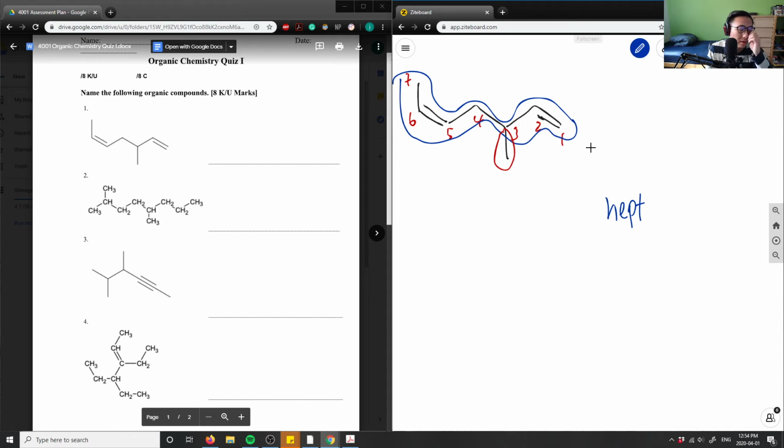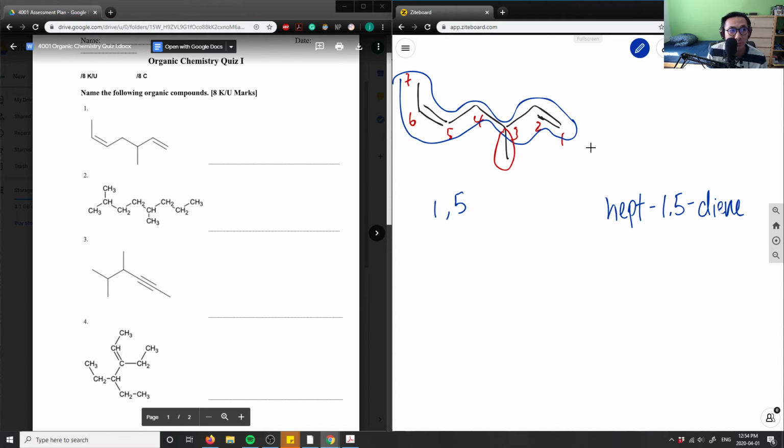And do I have a single bond, double bond, or triple bond? In this case, I have 2 double bonds, right? I have a double bond at 1 here, and a double bond at 5, right? So in this case, I have hept-1,5, and then instead of ene, I'm going to put diene. So D-I-E-N-E. Hept-1,5-diene.